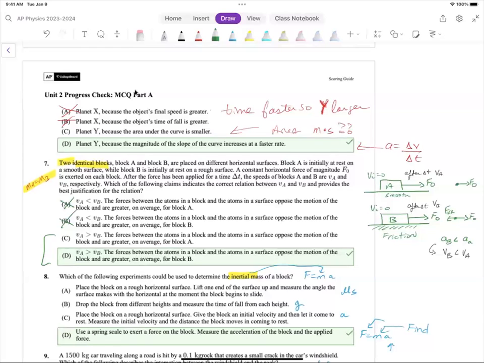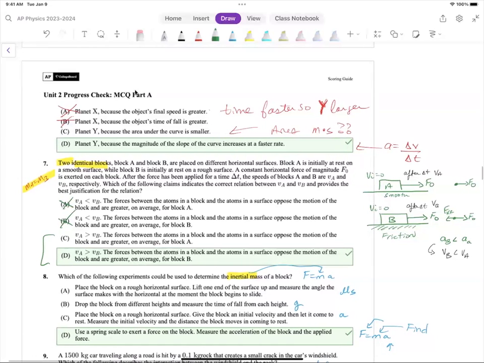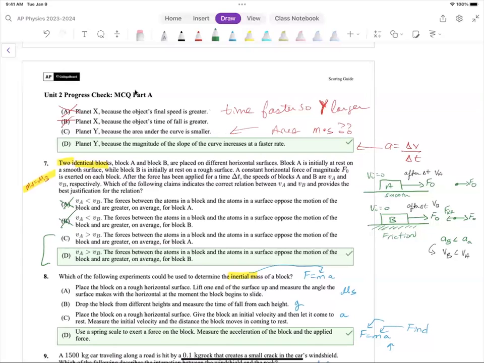The forces between the atoms in a block and the atoms in a surface oppose the motion of the block and are greater on average for block A. So what they're talking about is frictional forces. Okay, the atoms at the surface and the block, that's the frictional forces. But A has no frictional forces. So that is an incorrect statement.